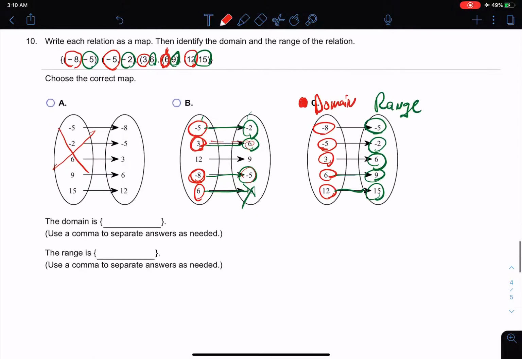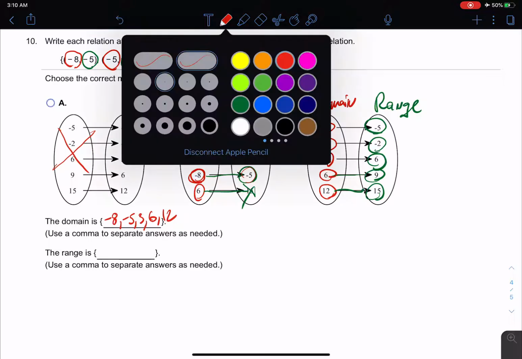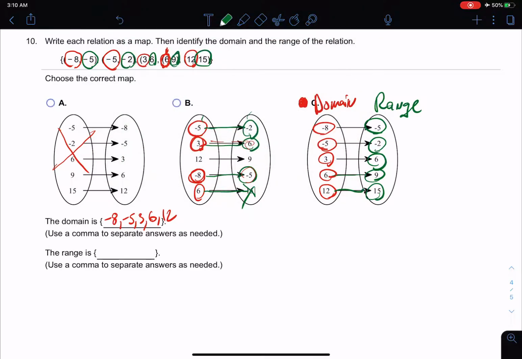Now they want us to list them out, so let's do that. The domain: -8, -5, 3, 6, 12. Range: -5, -2, 6, 9, 15. And the domain: -8, -5, 3, 6, and 12. All right, we did it.